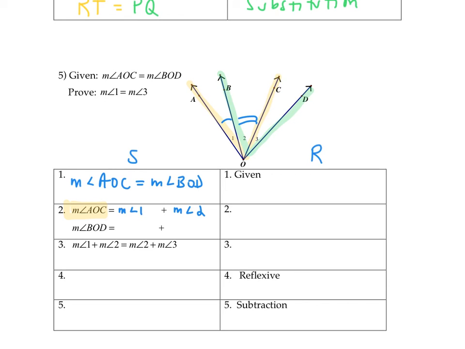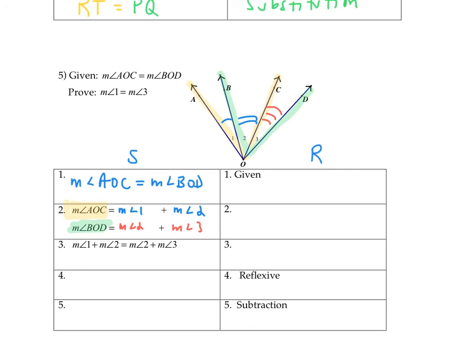Alright, take a look at the green angle. The one highlighted in green in there is angle BOD. And notice that angle BOD is also made up of the sum of two angles. It's made up of the sum of angle 3 and angle 2. So I'm going to say BOD is equal to the measure of angle 2 plus the measure of angle 3.